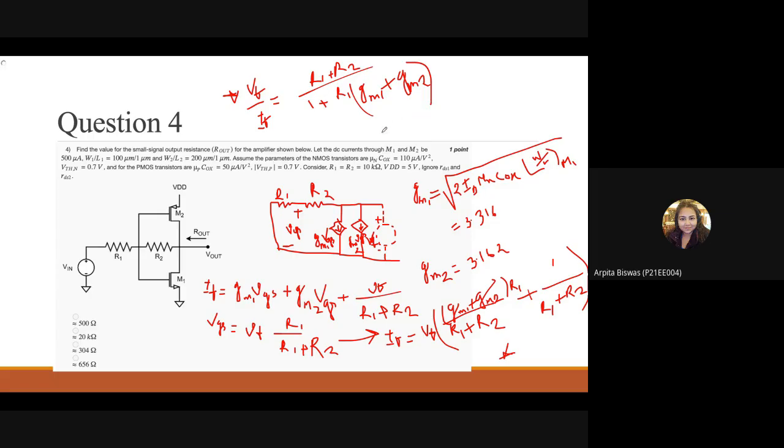So R output equals to... Just put all these values like R1, R2 and GM1, GM2. You will get 304.